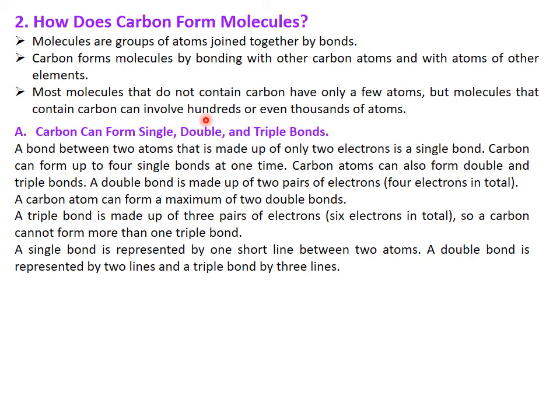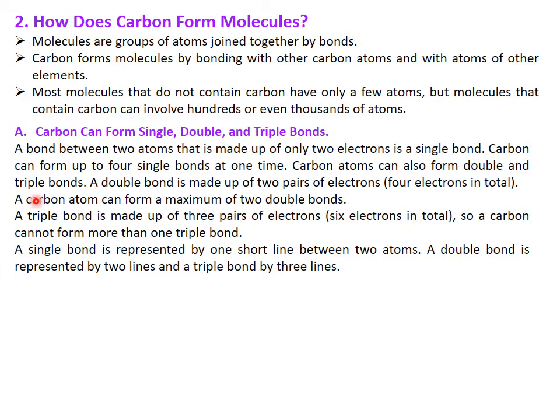First, carbon can form single, double, and triple bonds. A bond between 2 atoms that is made up of only 2 electrons is a single bond. Carbon can form up to 4 single bonds at one time. Carbon atoms can also form double and triple bonds.